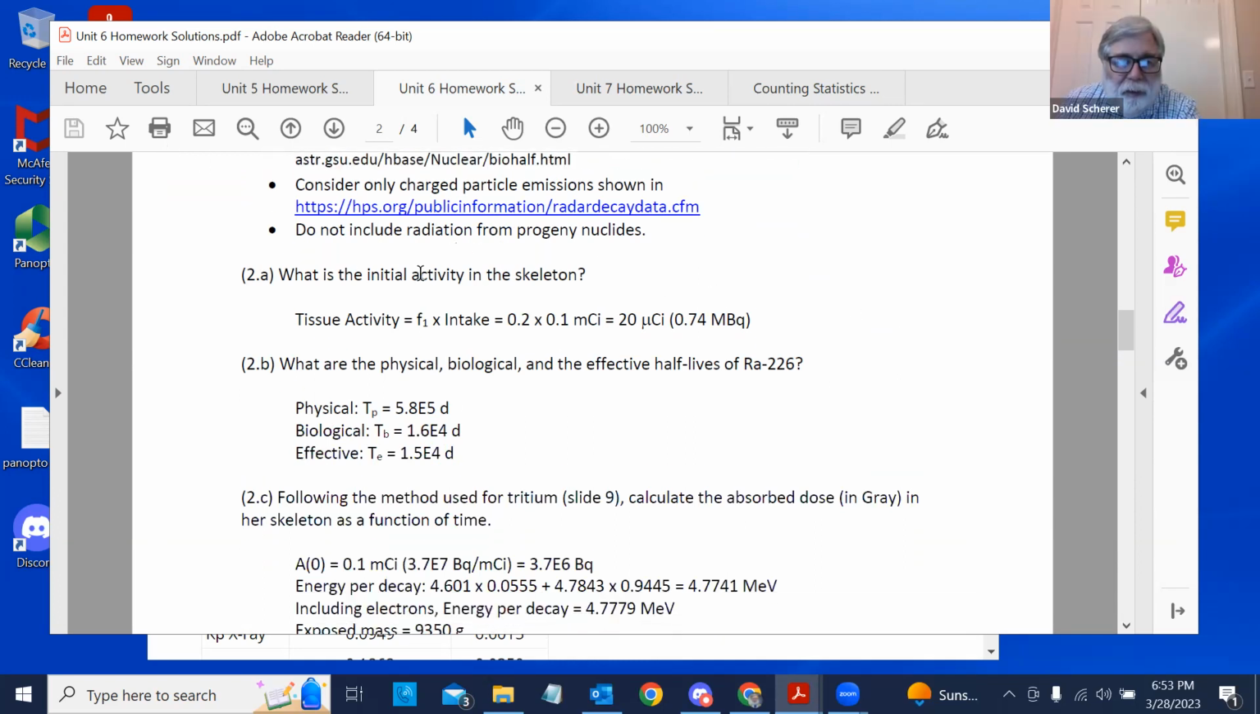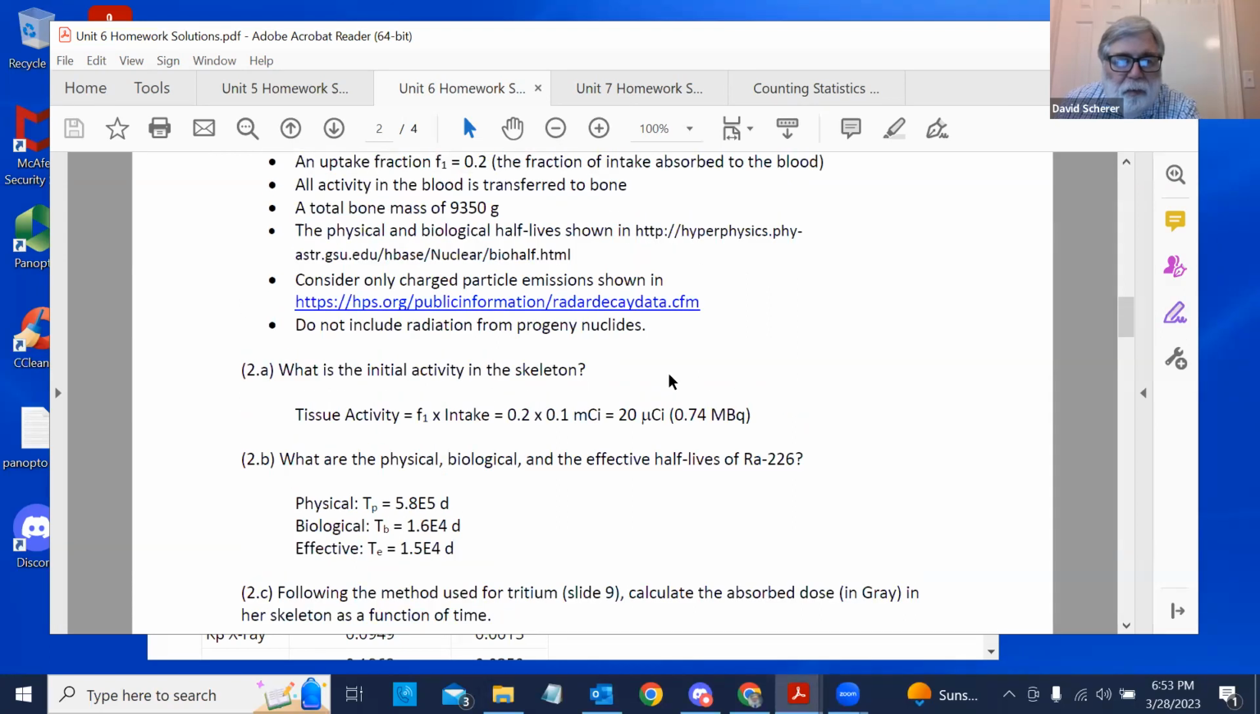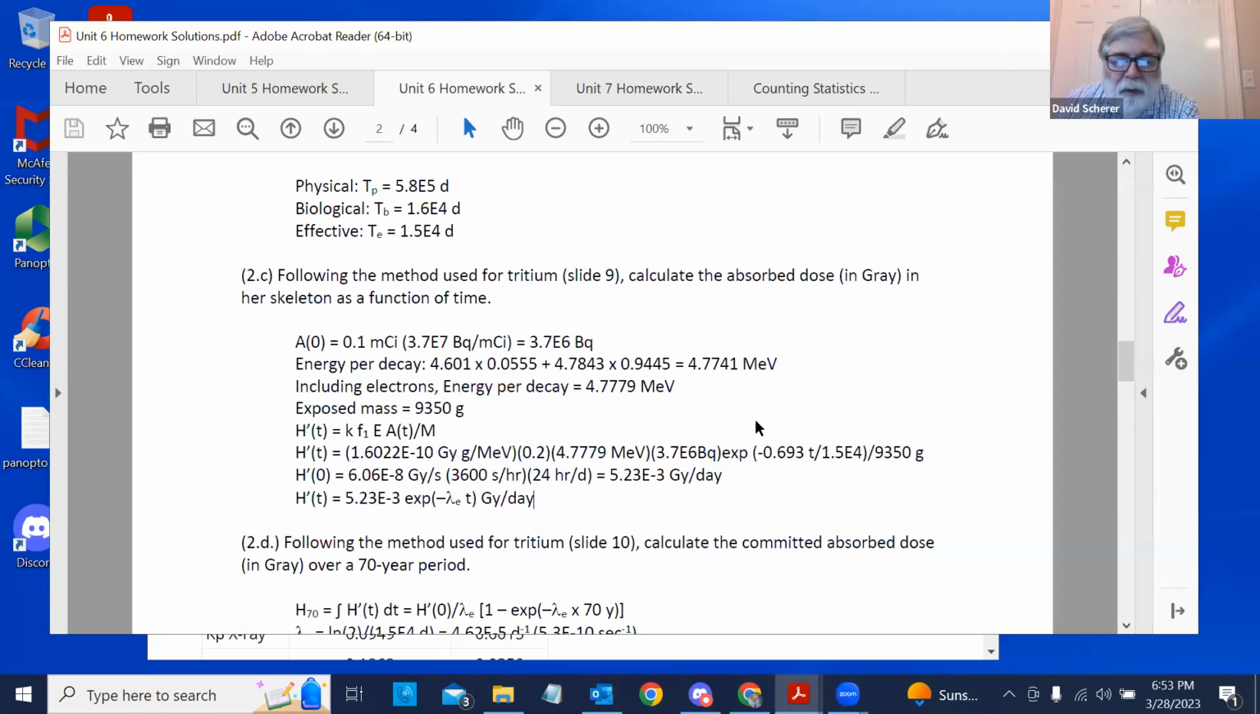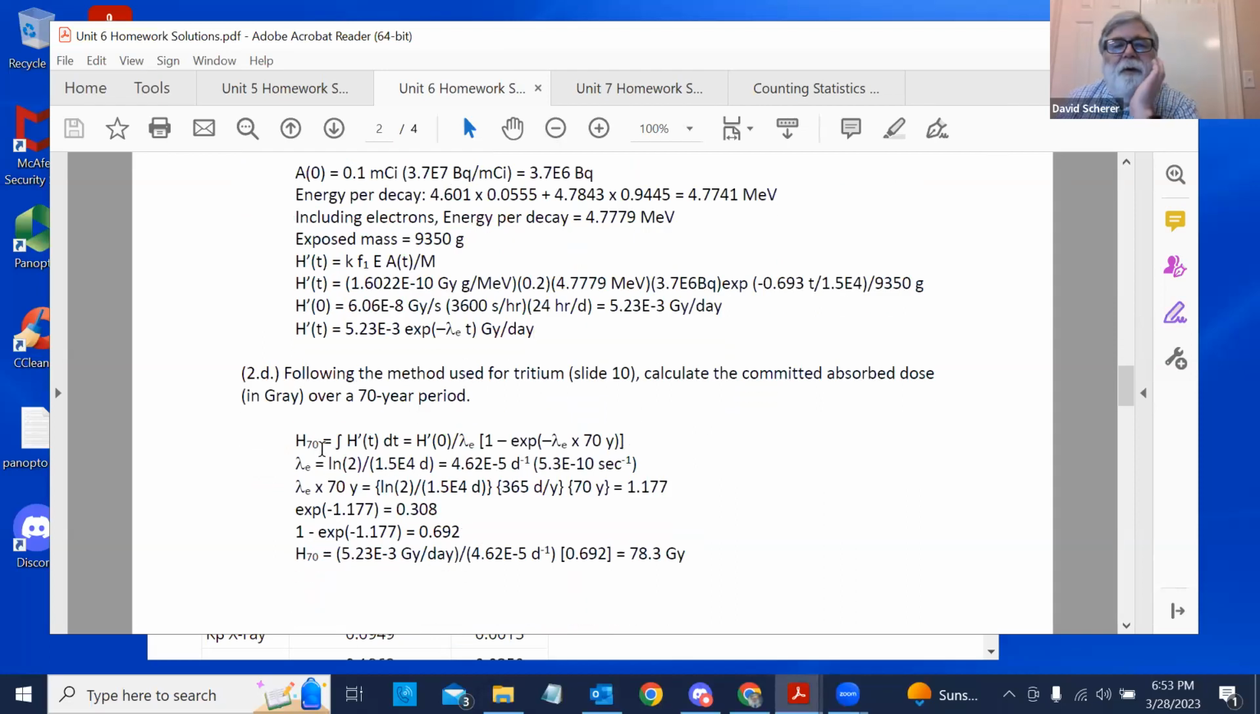Let's see, where are we? Initial activity we did with the half-lives. Oh, we were down here, and I said it's a function of time. Now we're getting to what it is for a 70-year committed period. We use 70 years for a member of the public; when we talk about workers, we use 50 years. So we're integrating this decay rate, or the dose absorption rate, how many grays per day. It's changing over time, and we're adding all those up for 70 years.